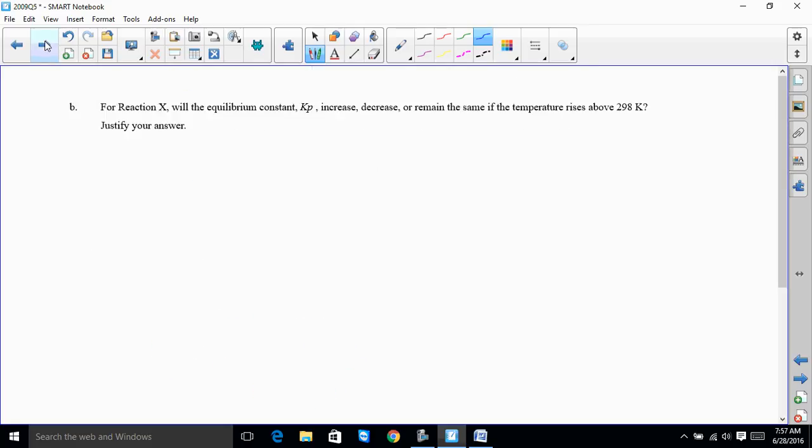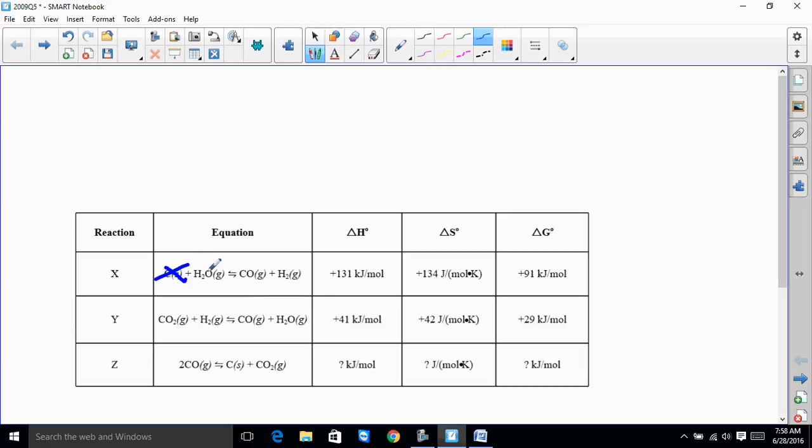Going to the next slide, B, for reaction X, will the equilibrium constant Kp increase, decrease, or remain the same if the temperature rises above 298? Justify your answer. Okay, kids really struggle with thermal. I love thermal, but kids struggle with thermal. Here's what you got to know about reaction X. Because they gave you the fact that the enthalpy, or delta H, was positive, that means it's an endothermic reaction.